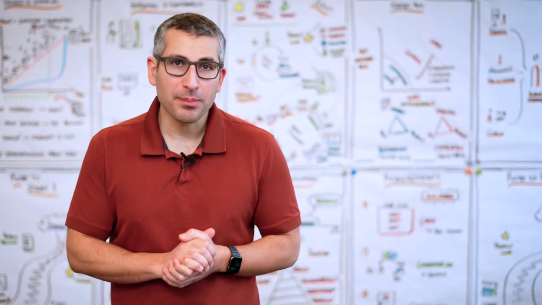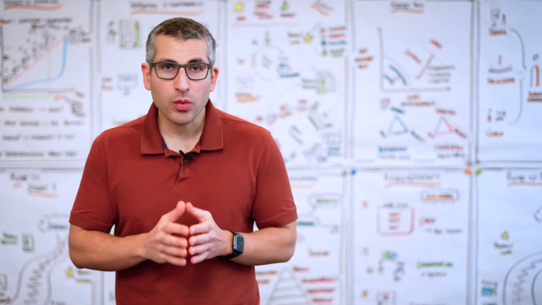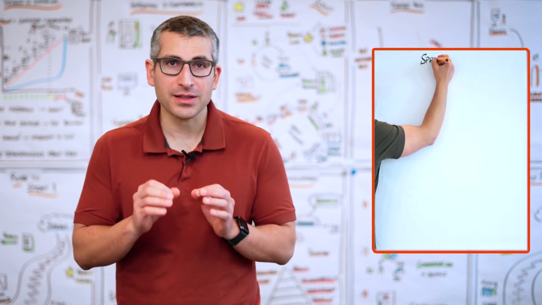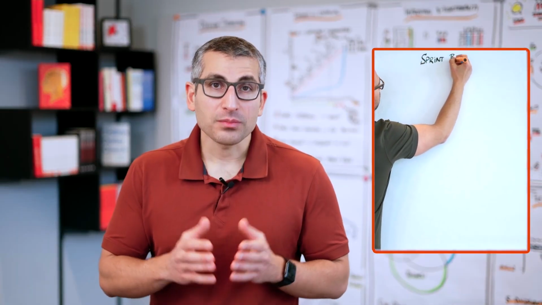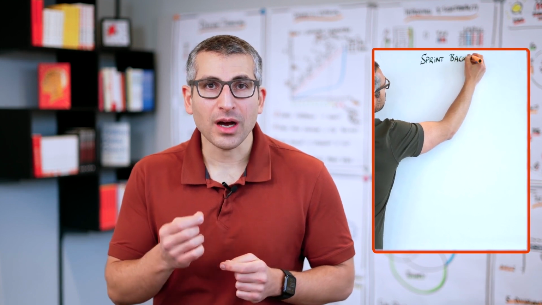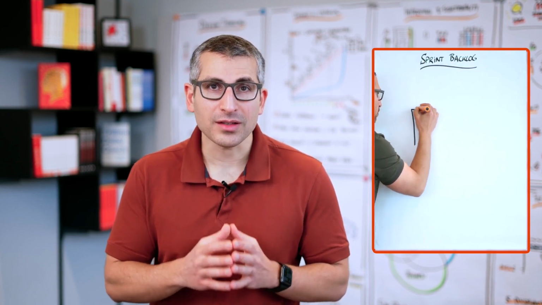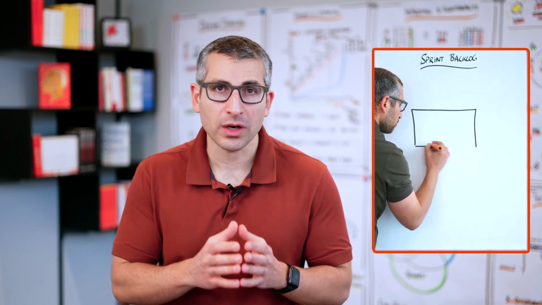Hi, and welcome back. In this video, we will deep dive on the sprint backlog as one of the key artifacts in Scrum. The sprint backlog, in many cases similar to a Kanban board, helps us visualize the amount of work that a team wants to get done during one sprint.